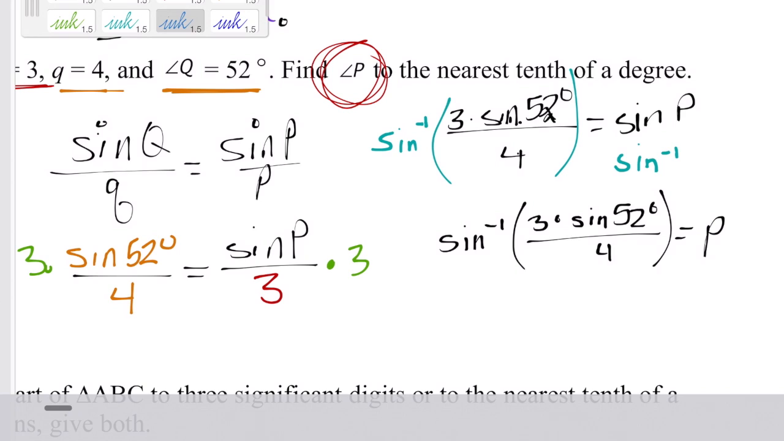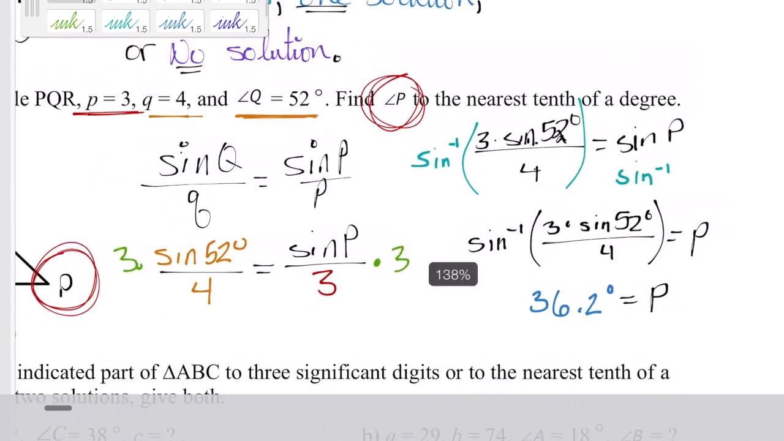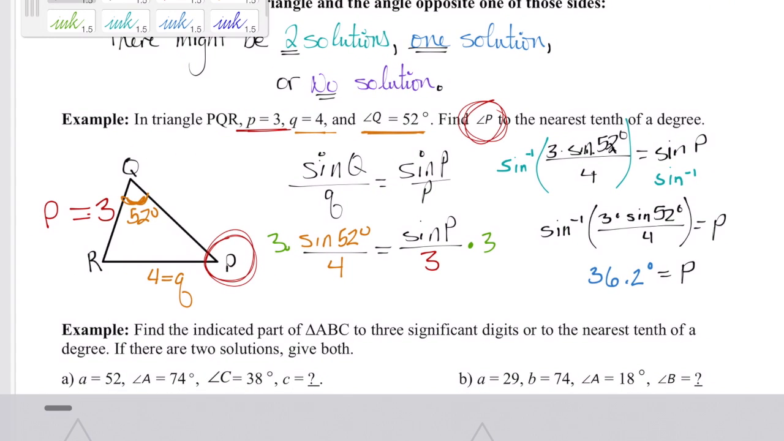When I end up plugging all of this in, you can plug it in all at once if you'd like. When I do this, I end up with 36.2 degrees equal to my angle P. Looking back at this, I have been given a side-side-angle. This is one of the types of triangles you were told in geometry you couldn't do, so this is the one that we do have to be careful with.